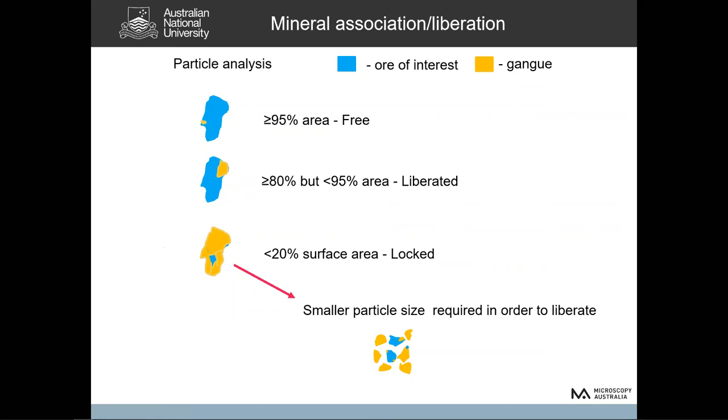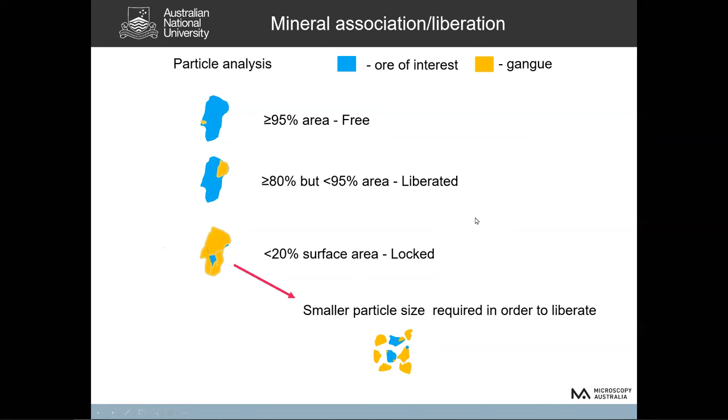At the moment, free is defined as if 95% of its area is actually ore of interest, then that's considered free. If it's within 80 to 95%, it's considered liberated. There's a few other terminologies here, but if it's below 20%, it's generally considered locked. And what that's telling you is that you may want to do some further grinding to liberate that particular ore.